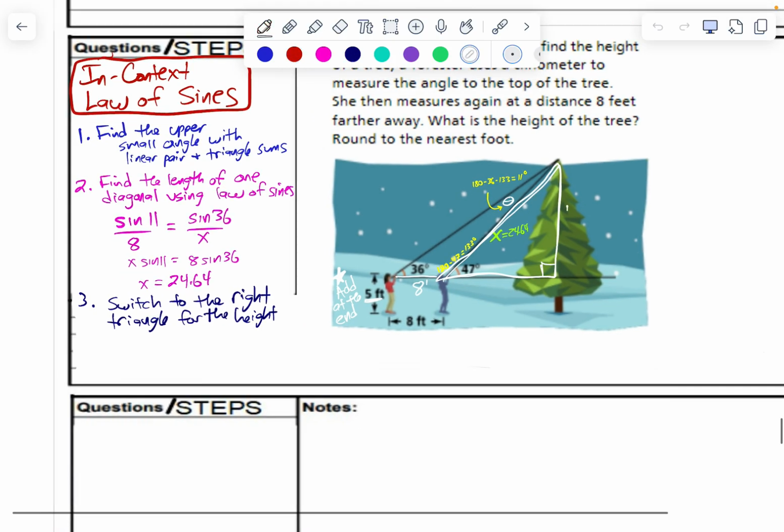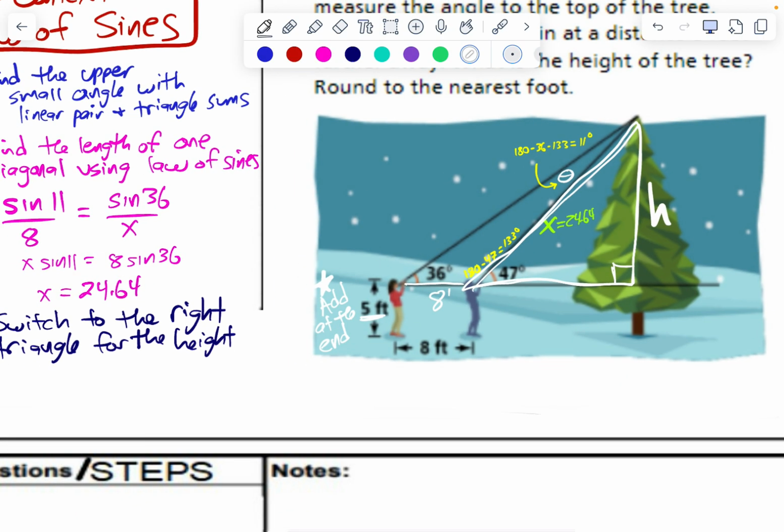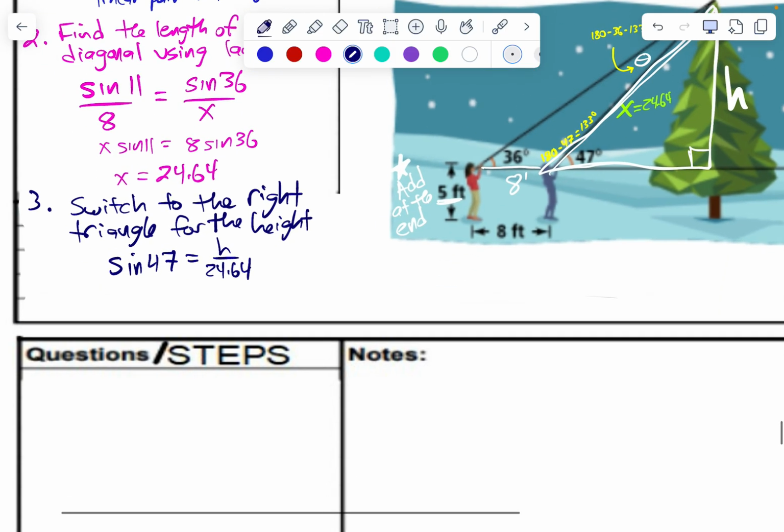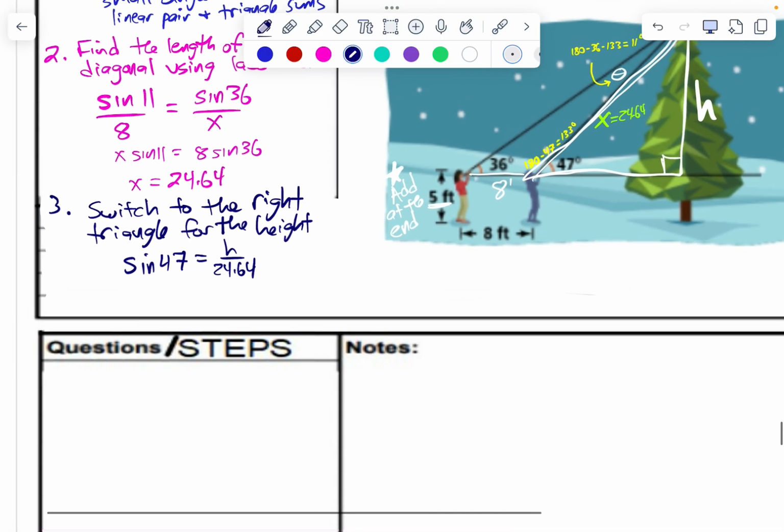We want h, the height of the tree. We know the hypotenuse, and we have this angle from measuring it. So what relationship relates those 3? Sine, right? This is just now a right triangle trig ratio. So sine of 47 equals h over 24.64. Okay, again, you can do law of sines again if you want.